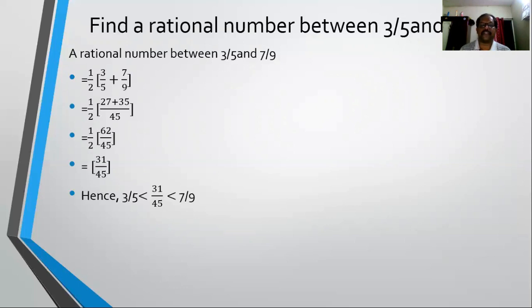Everyone understood this? Yes. So it's very simple. Just use a simple formula of half of x plus y, or you can just add two rational numbers and divide by 2, which will give us the required number between the given two rational numbers. Let's move ahead.